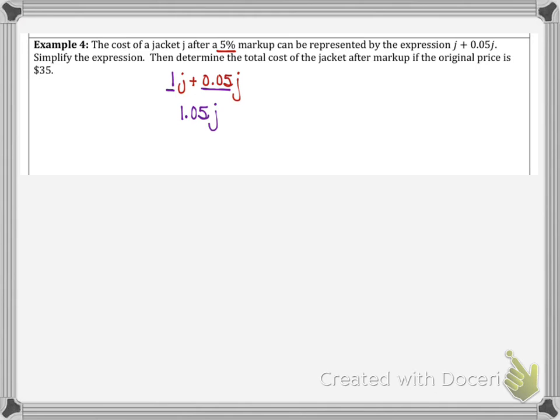That gives me 1.05J. And then it says, then determine the total cost of the jacket after the markup if the original price is $35. So what we're going to do is replace the J with $35. That means I'm taking 1.05 times 35. Try that in your calculator, and you should be getting 36.75.